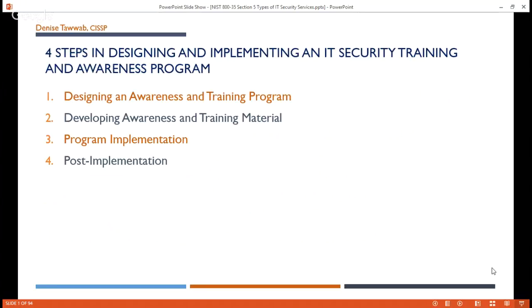Okay, there are 4 steps that you need to be aware of if you're developing this in-house. In designing and implementing an IT security training and awareness program: designing an awareness and training program, developing awareness and training material, program implementation, and then your post-implementation activities. Again, you can develop that in-house or you can outsource that.